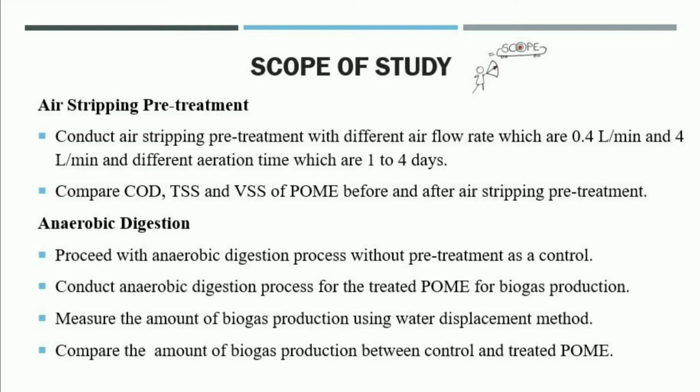For anaerobic digestion, POME without being treated with air stripping pre-treatment will undergo anaerobic digestion as a control. Then, treated POME will undergo the anaerobic digestion process for biogas production. The amount of biogas production will be measured using the water displacement method, and the amount of biogas production between control and treated POME will be compared.